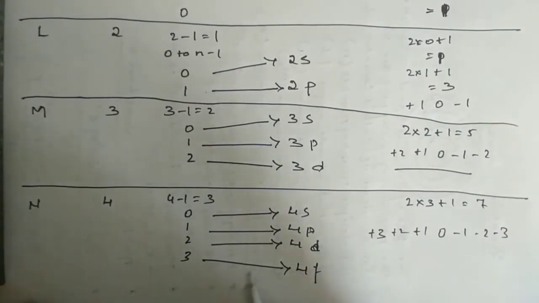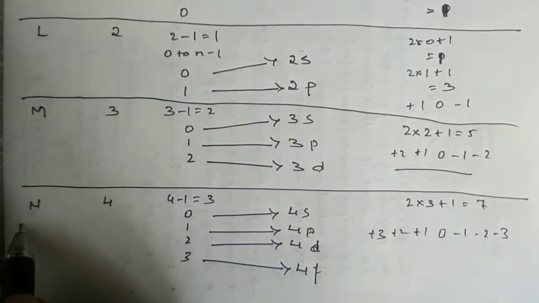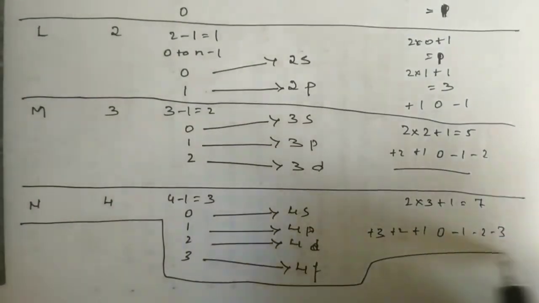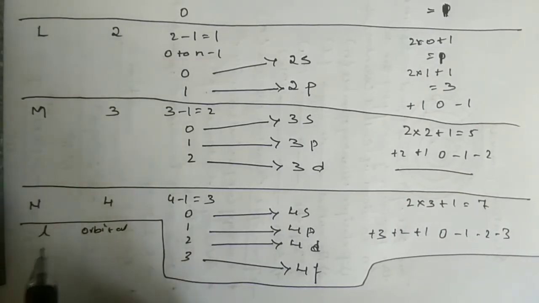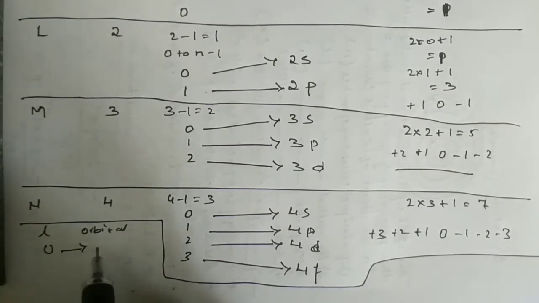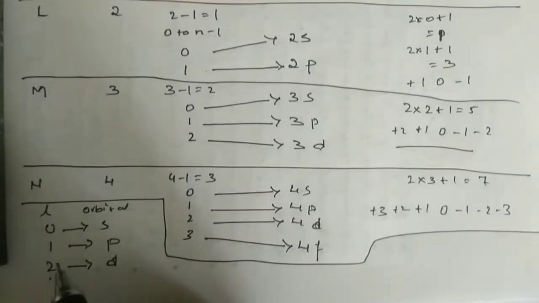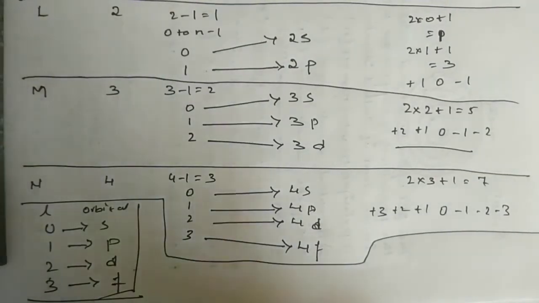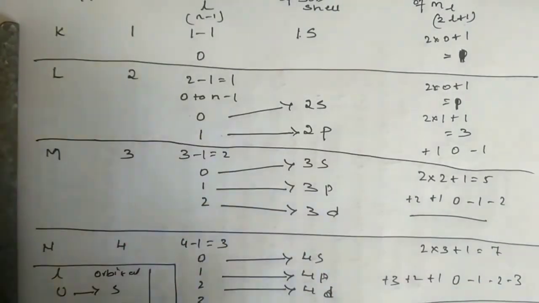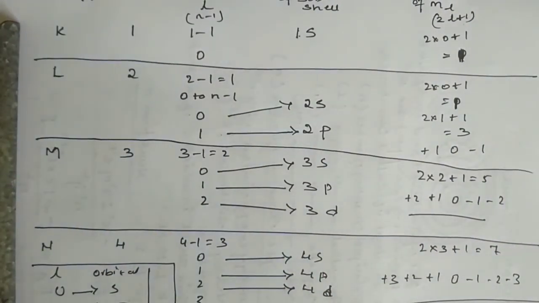Now I will write what this explains. You see, if L equals 0, then it is S; 1, P; 2, D; 3, F. This is very important. If you do not understand me, you can comment. If I want to explain, I will surely explain this.